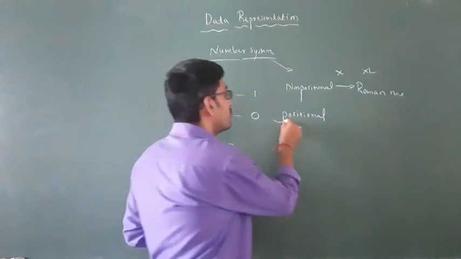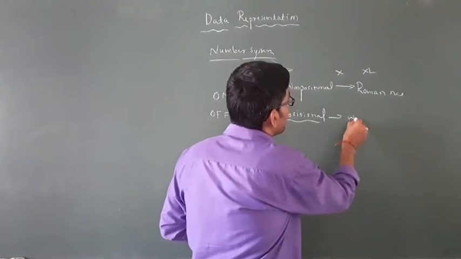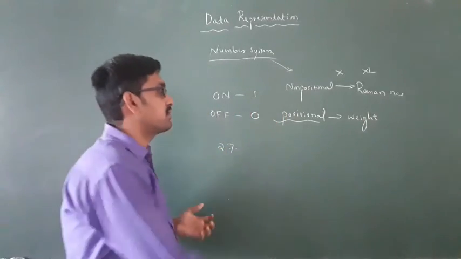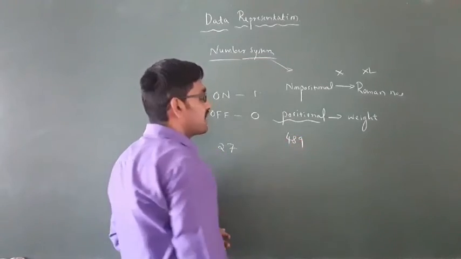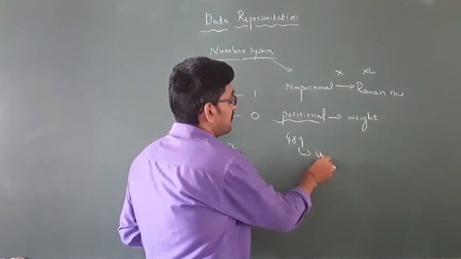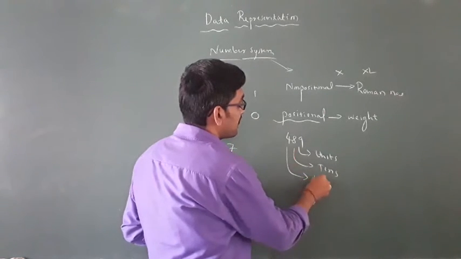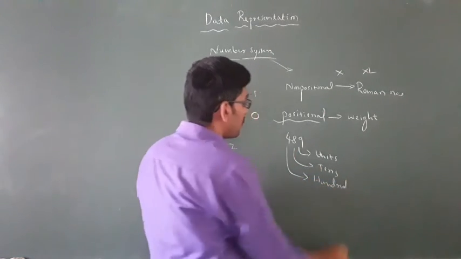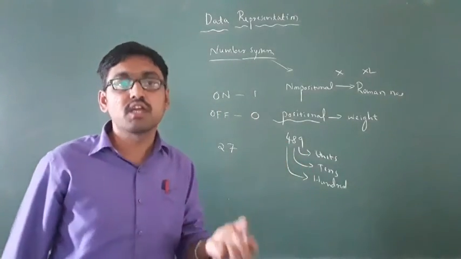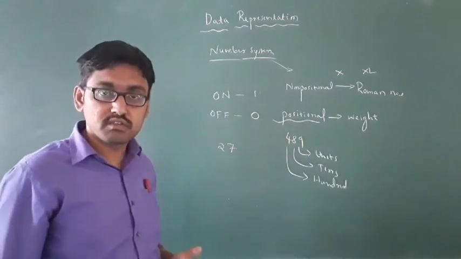The positional number system is one which has a value, some weight. For example, take 489. It is one number consisting of units, tens and hundreds: 8 means tens, 4 means hundreds. How to read this number 489? It has some weight. That's why these types of number systems are called positional number systems. Last class we discussed this.